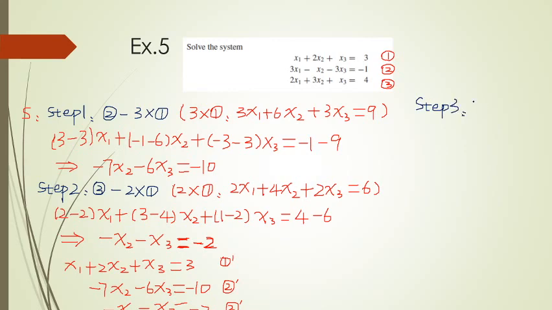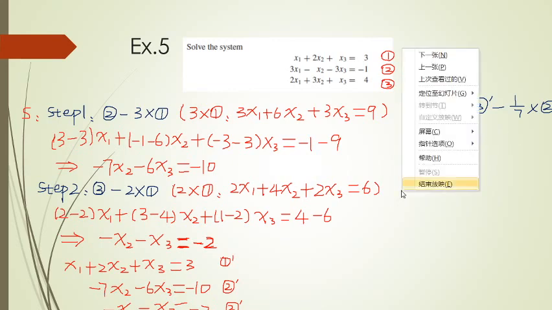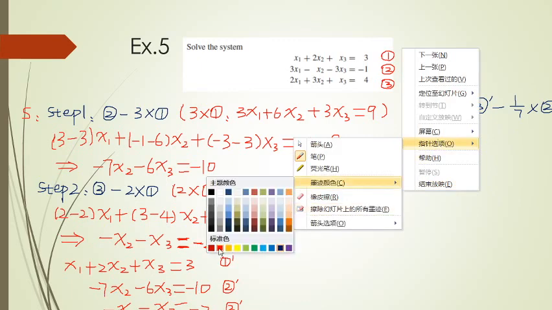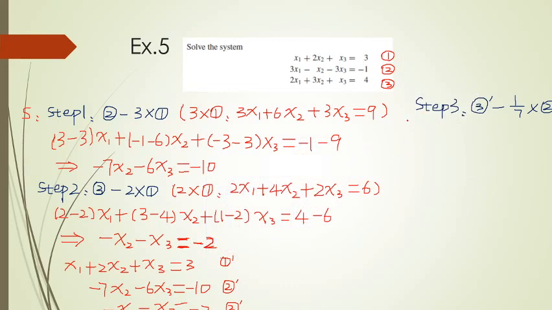So step 3, I will do in this way. The third equation plus minus 1/7 times the second equation, because here for x2, we are going to cancel out. I will base it on the second equation. If here is minus 1, here is minus 1, so I will multiply by 1/7. So I will do the third equation minus the second equation multiplied by the constant 1/7. Let me write this one first.